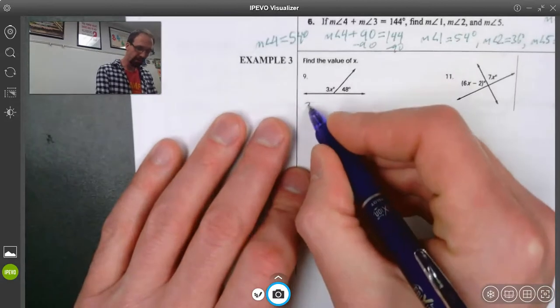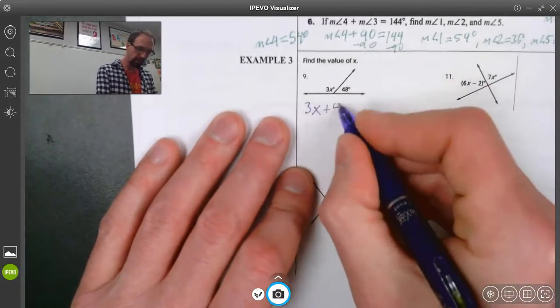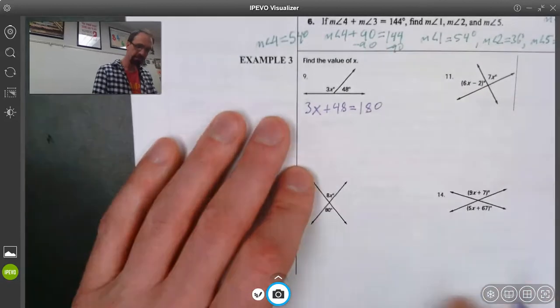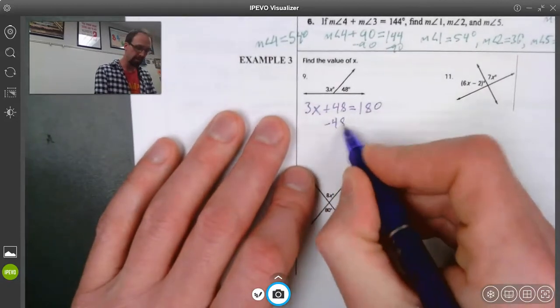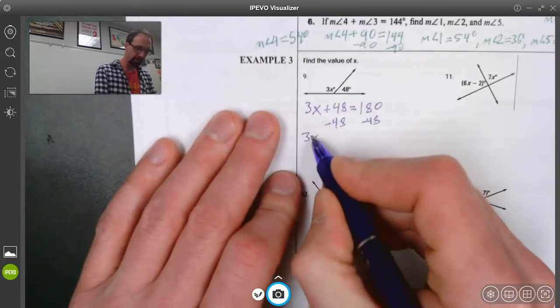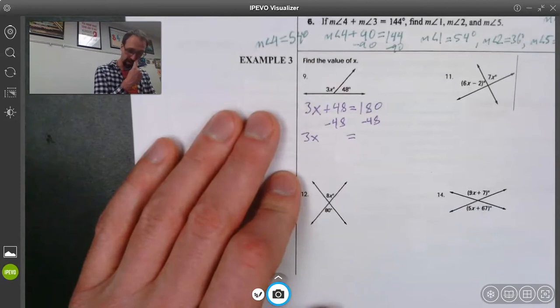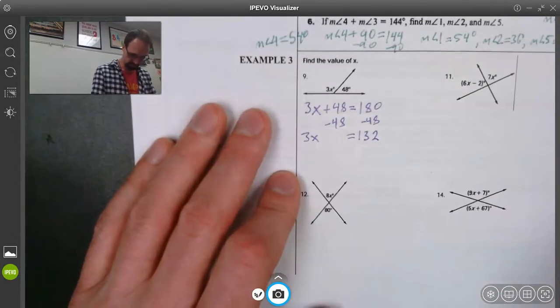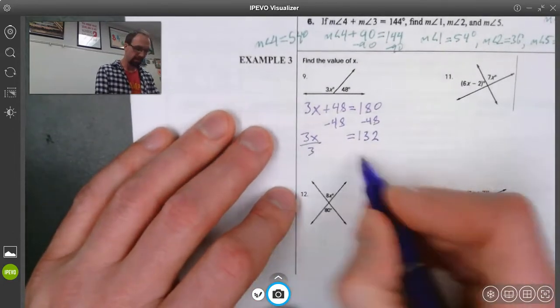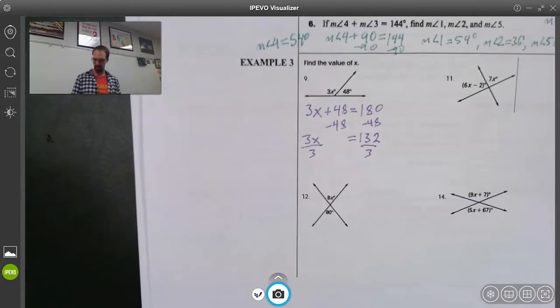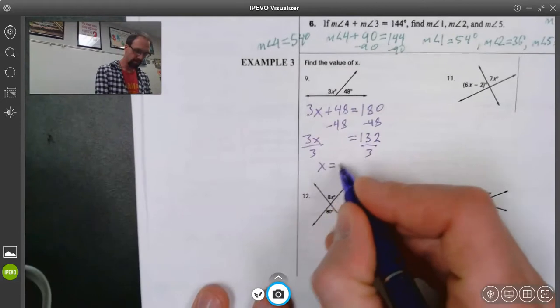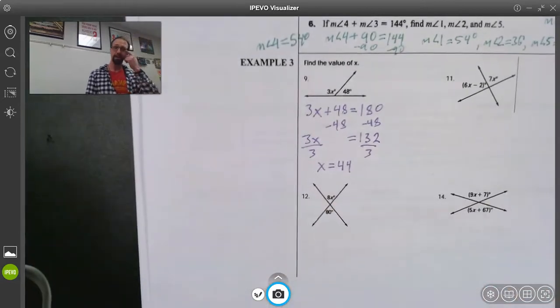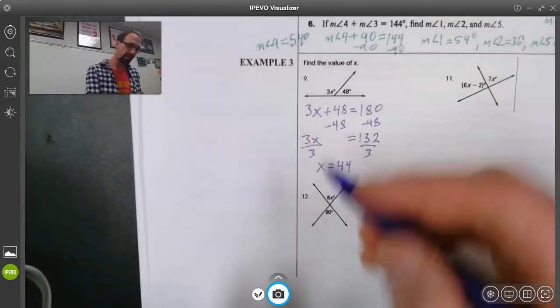So going through and solving this, I know that 3x plus 48 is equal to 180. To solve, I need to subtract 48 from both sides. So I get 3x equals 180 minus 48. It's going to be 132. Yep, 132. Now I divide both sides by 3, and I put my calculator away. I don't know what that is off the top of my head. 44. So I know that x is equal to 44. Now, it's not equal to 44 degrees because we already have the degree symbol there, so be careful that you don't add degrees.